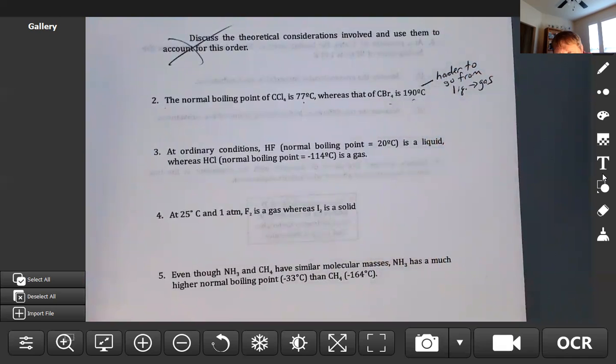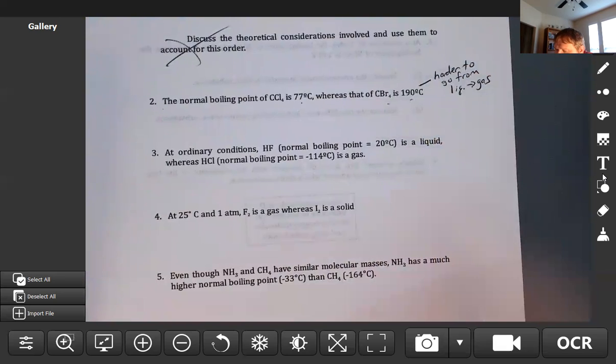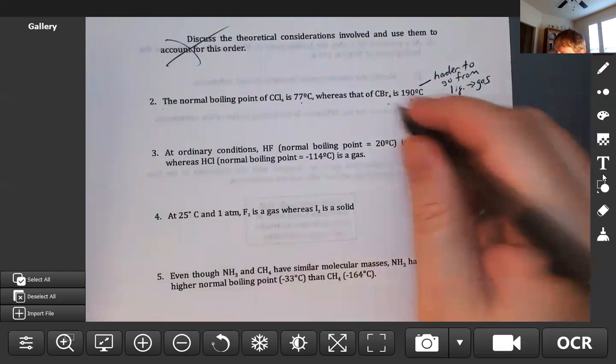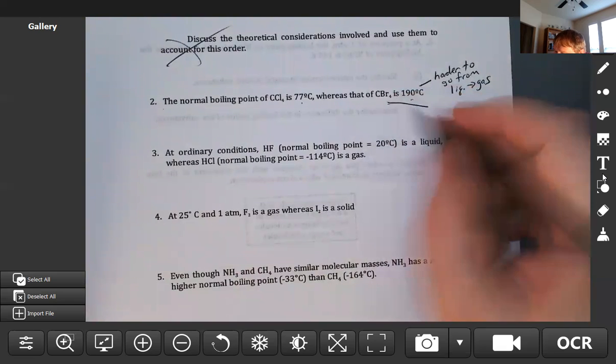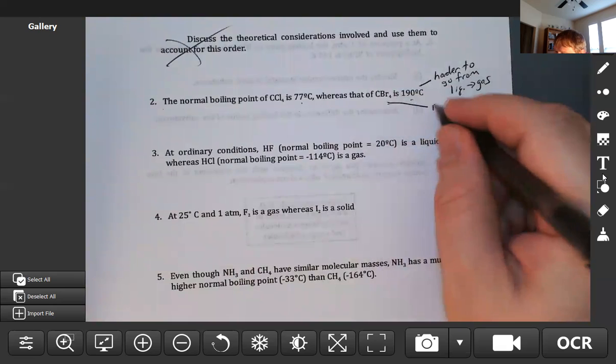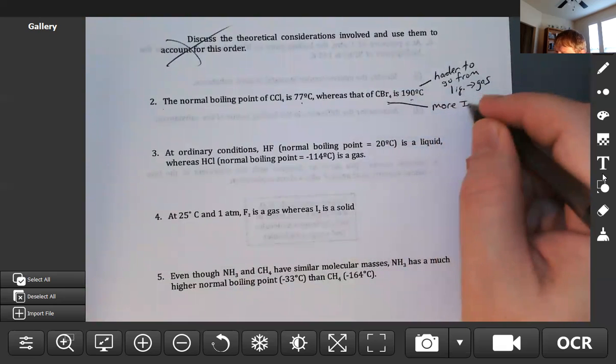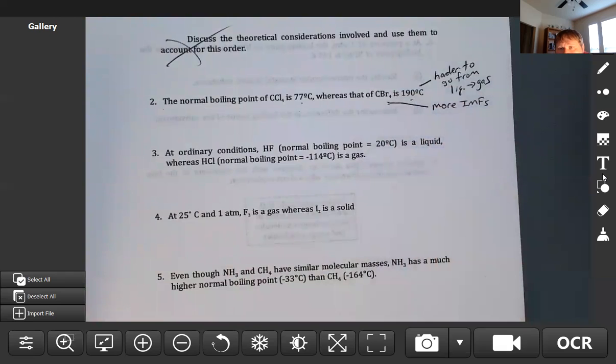Now we can ask the question, why would that be? All physical properties of these covalent molecular compounds arise from their intermolecular forces. So what we know immediately is that CBr4, because it's harder to boil, has more intermolecular forces, the ones we learned about last week. We've hit the main idea. We basically answered the question, but now we want to go in and say, specifically, what does it have? Why does it have more?